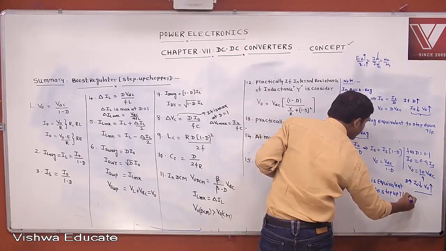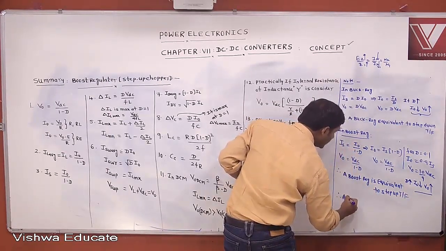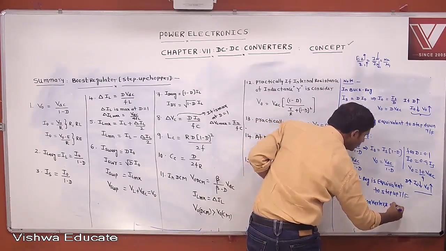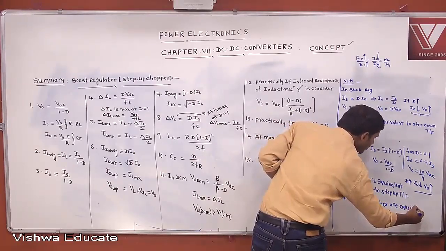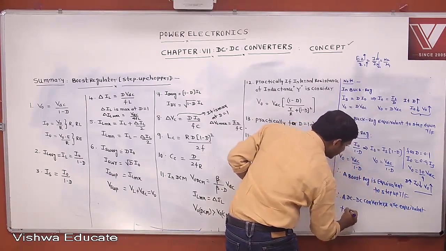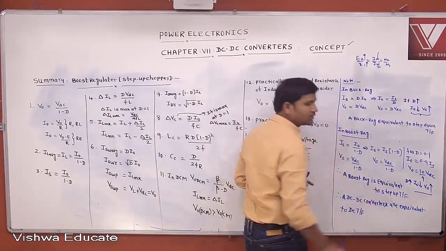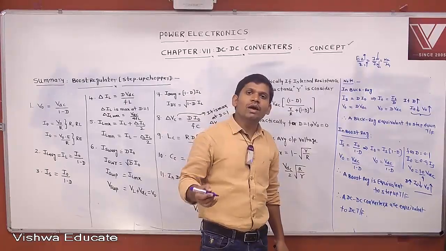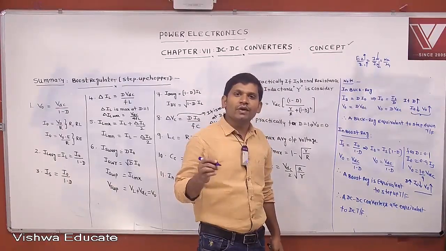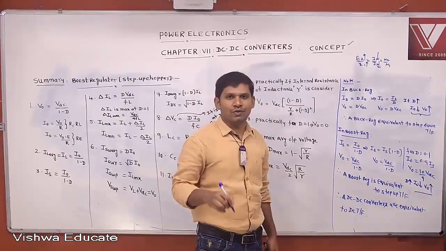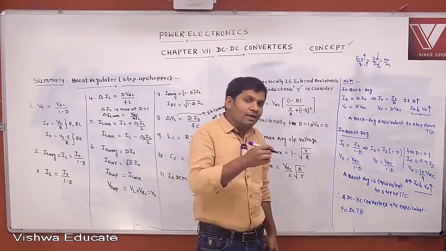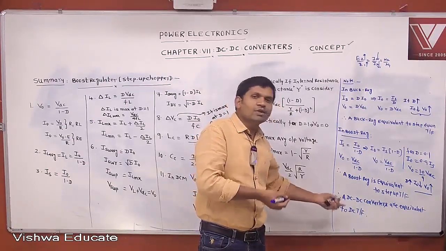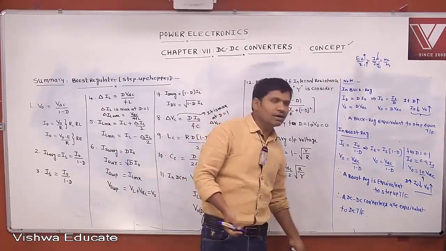Therefore, the final observation is that DC to DC converters are equivalent to a DC transformer. We don't have any DC transformers, but its action is similar to that of a transformer. But here, which voltage are we stepping up and stepping down? DC voltage. We step up or step down the DC voltages by using the DC to DC converter. That's why DC to DC converters are called DC transformers.